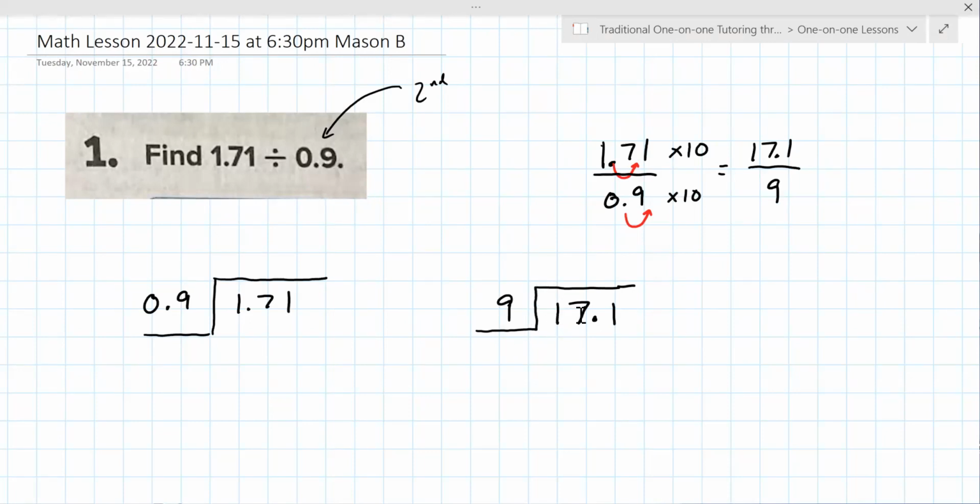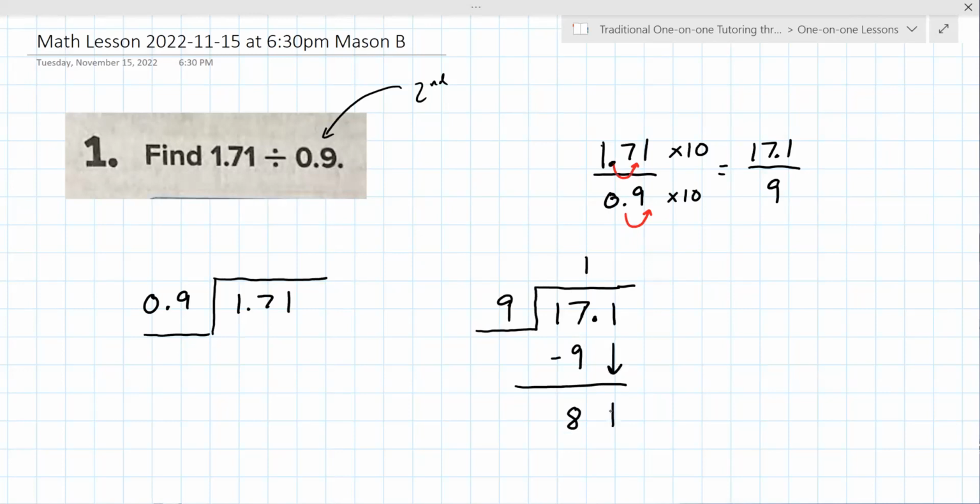The next step here, do you remember how to do long division? Yes. Okay. So you start by asking yourself, how many times does 9 go into 17? One time. And then you multiply the numbers, 1 times 9, and put the result down below, and then you subtract. And then you drop the 1. One down. Very good.